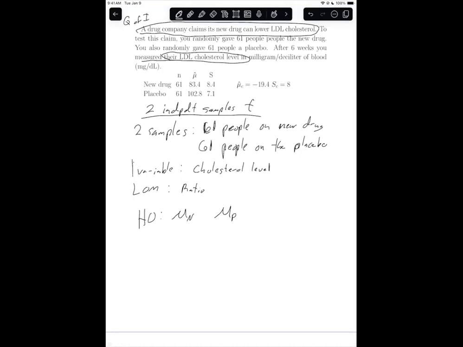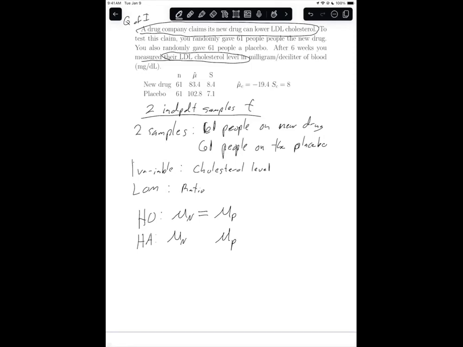And our null hypothesis is that these guys are equal to each other. So we're always going to assume this equality for the null hypothesis. The alternative hypothesis, we're just going to keep these in the exact same order. We're still comparing the population mean for people on the new drug to the population mean of those taking the placebo. And the mean is the mean LDL cholesterol level.